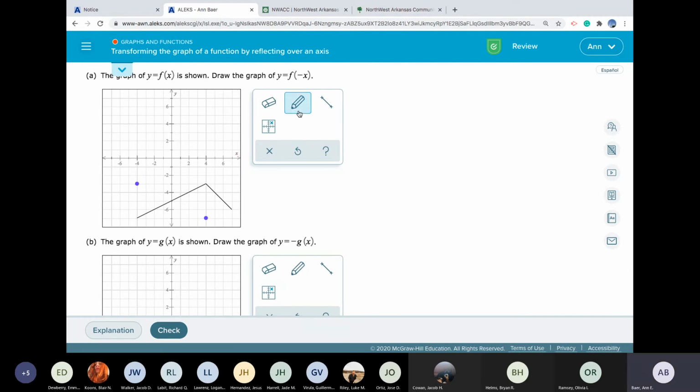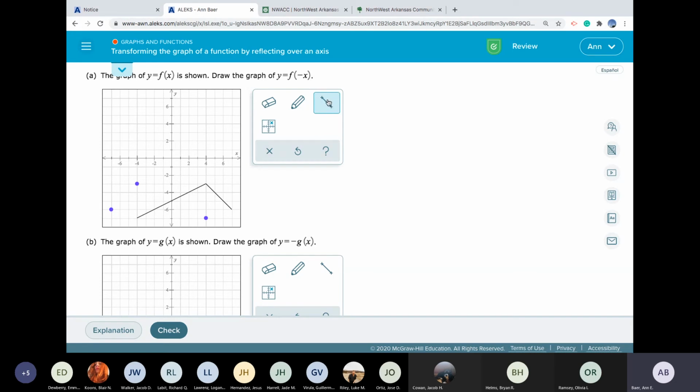And then the last one is -7, -6. So -7, -6. Whoops, I got off right there. And because I got off, I want to check. -7, good. -6, good. So now I'm going to connect the dots.